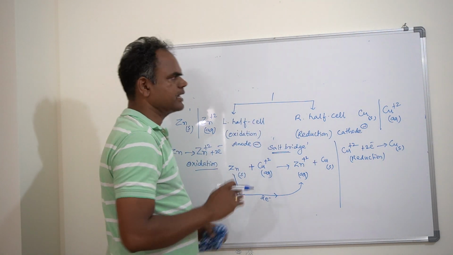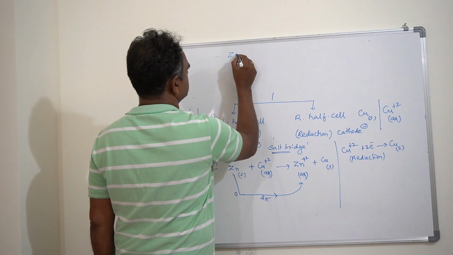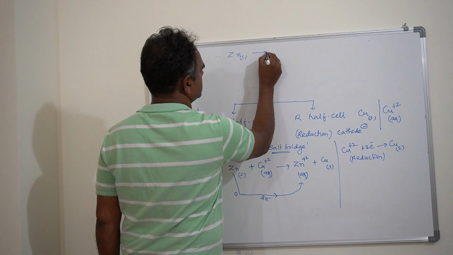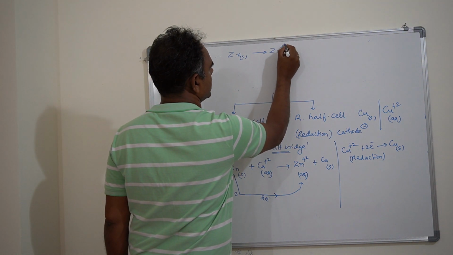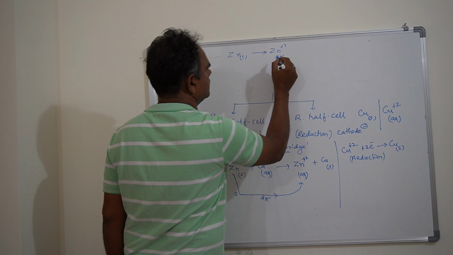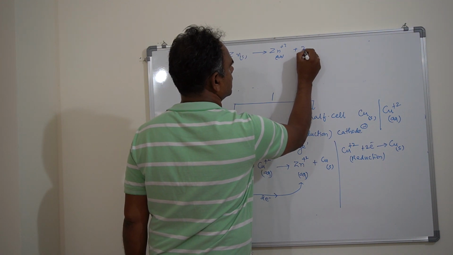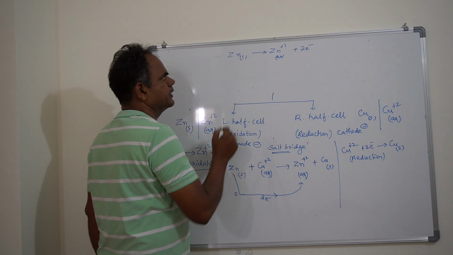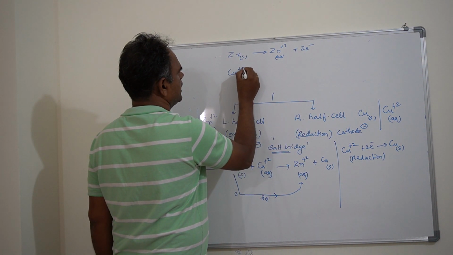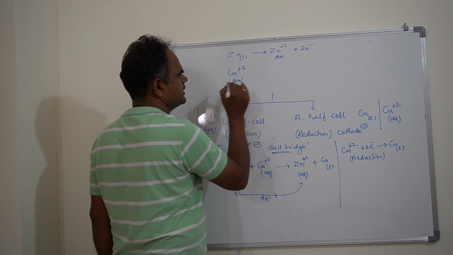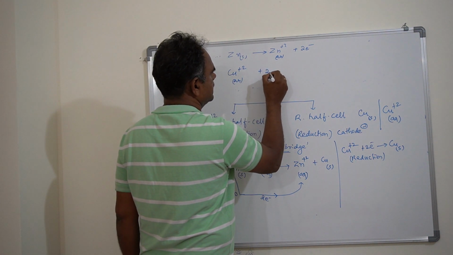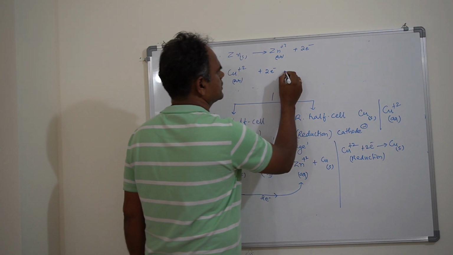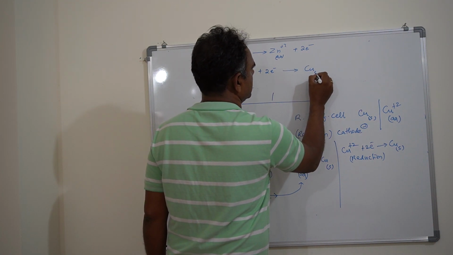So both half reactions I am writing. Zinc solid changes into Zn²⁺ ions, aqueous, forming 2 electrons. At the same time, cupric ions present in the aqueous solution undergo reduction, gaining 2 electrons to form copper metal, solid.